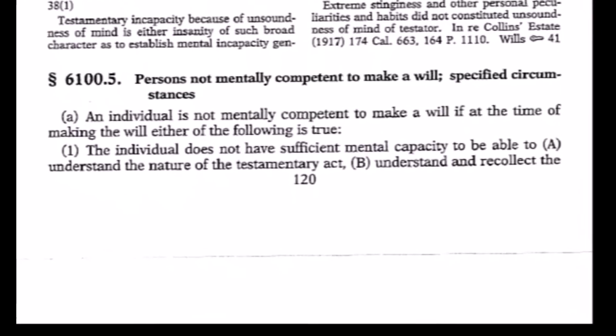Toward the bottom of this page is the beginning of section 6100.5. Don't be distracted by the material above it. That is some of the annotations from the previous section, and I will explain the annotations in the next video. Here you'll see the section number and the heading, persons not mentally competent to make a will, and you'll see paragraph A, an individual is not mentally competent to make a will if at the time of making the will either of the following is true. So what's important was Aunt Birgit's condition at the time she made the will.